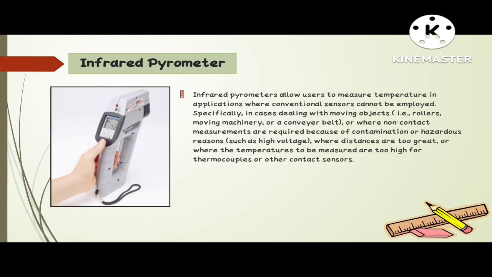Infrared pyrometer. Infrared pyrometers allow users to measure temperature in applications where conventional sensors cannot be employed, specifically in cases dealing with moving objects, moving machinery or a conveyor belt, or where non-contact measurements are required because of contamination or hazardous reasons, such as high voltage, where distances are too great, or where the temperatures to be measured are too high for thermocouples or other contact sensors.